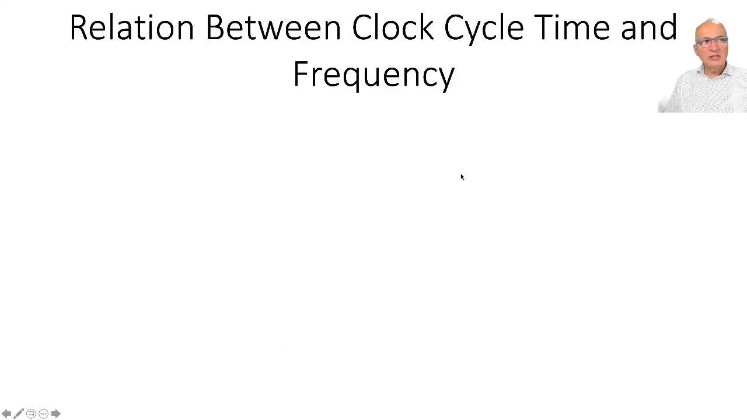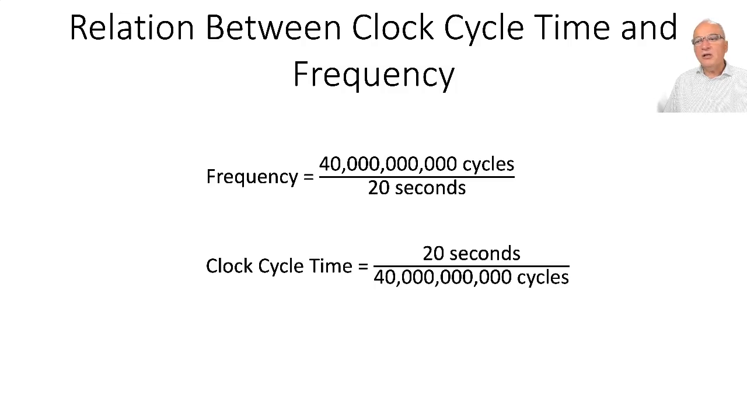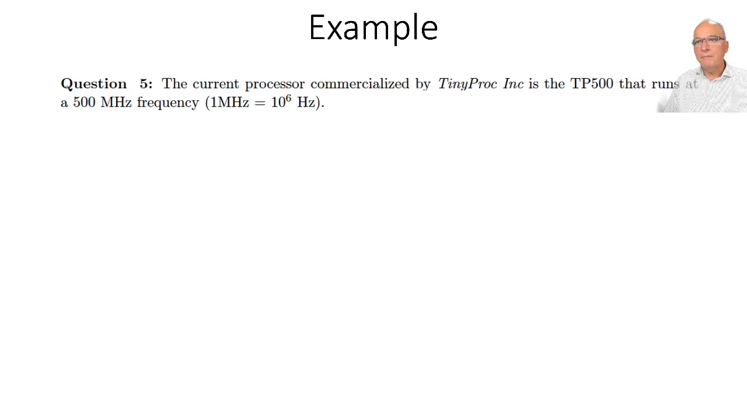So let's look at the relation between clock cycle time and frequency. So the frequency was 40 billion cycles in 20 seconds, divided by 20 seconds. The clock cycle time was 20 seconds divided by the 40 billion cycles. So the clock cycle time is the inverse of the frequency, it is 1 over the frequency.